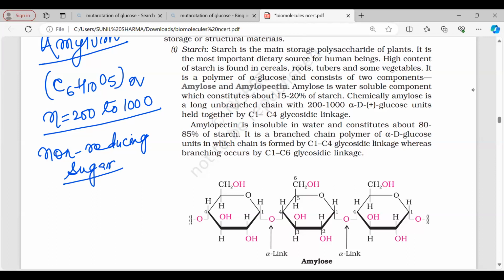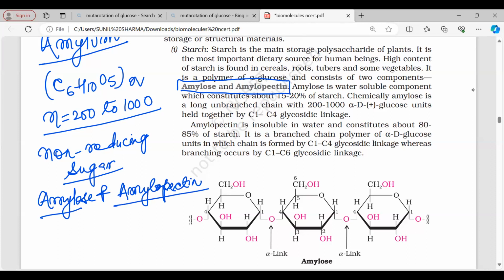Now we come to the composition. ये बहुत important question है. The two components of starch are amylose and amylopectin. The two components of starch are amylose and amylopectin. Amylose is the water-soluble component which constitutes about 15 to 20% of the starch. ठीक है? Please write it down.